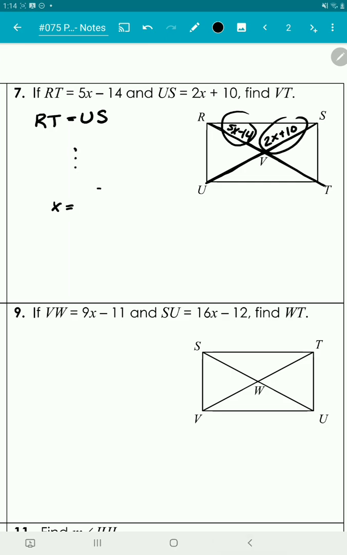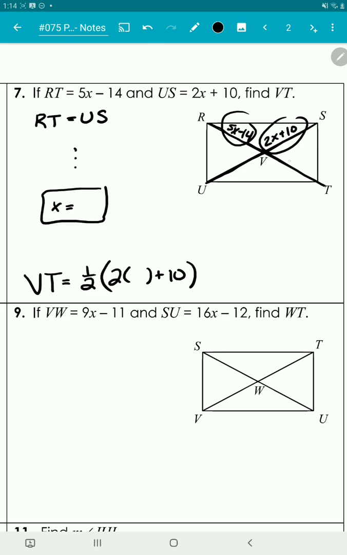So you're going to go down till you get x equals some answer, and then after that, it's asking for VT, and that's going to be half the measure of one of those. So we'll just go ahead and do half the measure of 2 times whatever you get plus 10, because from V to T is only half the diagonal. Okay, so go ahead and try that out on your own. Go and pause the video now and try it.